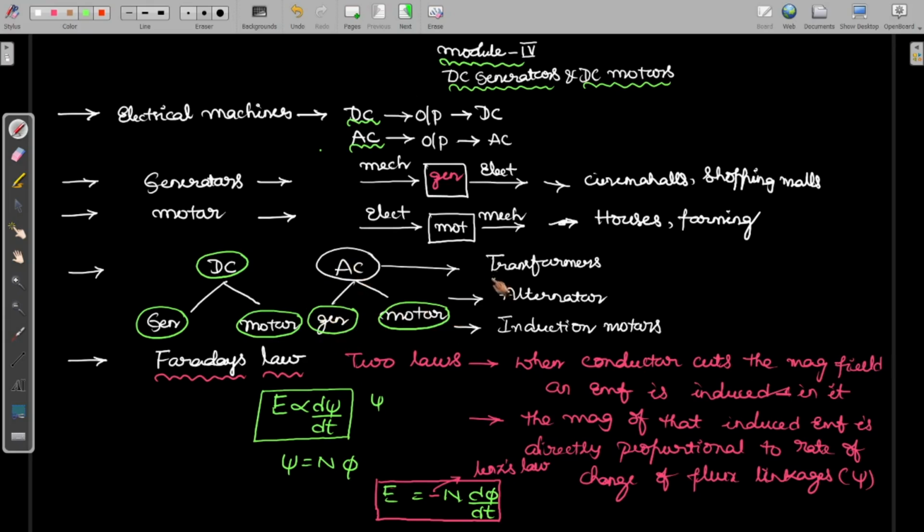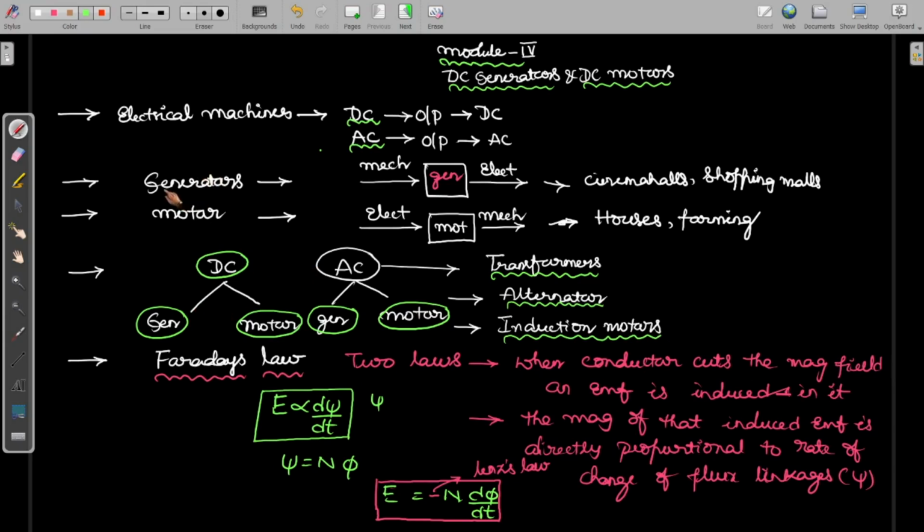But in your syllabus, you are going to study the transformers, which you have already studied in the third module, and the alternator. Next is the induction motor. These are the three machines which you are going to study in your syllabus.